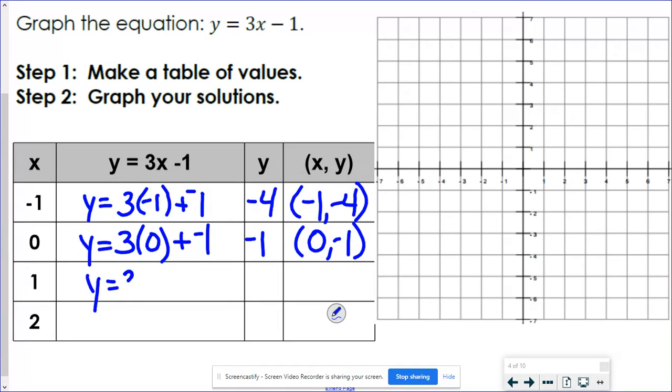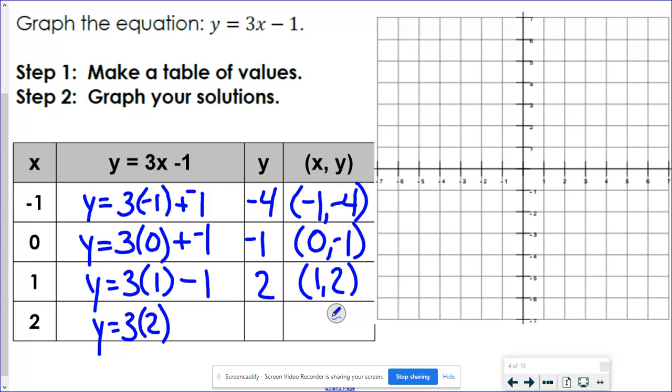Then I would have 3 times 1, which is 3. And then I'm just going to switch back to just the minus. 3 minus 1 is 2. So I've got 1, 2 as an ordered pair. And then when I put in a 2, I'm going to have 3 times 2, which is 6, minus 1 is 5. So 2, 5.